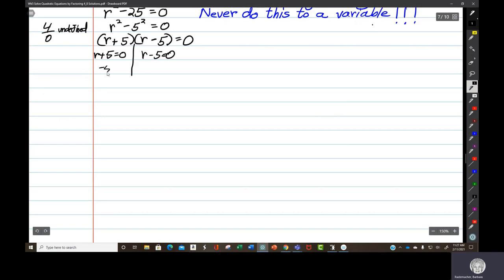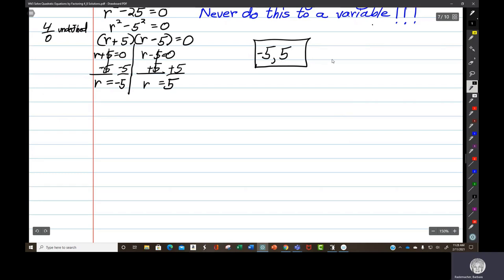Over here on the left, subtract 5 from both sides. 5 minus 5 is 0, which leaves me with r equals negative 5. Over here, I'll add 5 to both sides. r equals 5. And so one more time, you've got negative 5 and positive 5 as your solutions, or plus minus 5. Either way, they're exactly equal to each other.